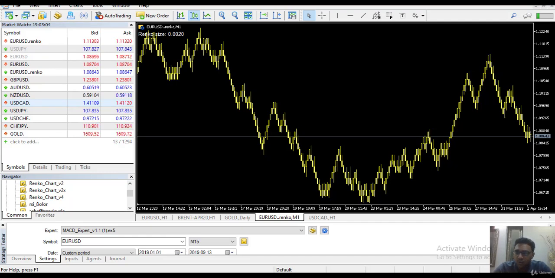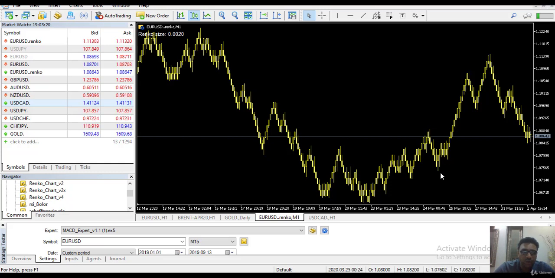Hello guys, let's move on to some of the examples now. And this is where the magic actually happens. So we will see how efficient the Renkos are in our evaluations and with indicators as well.